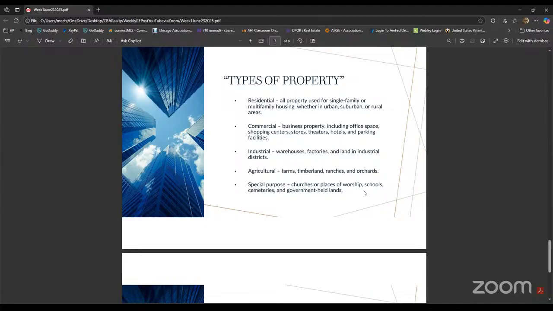Residential: all property used for single family or multifamily housing, whether in urban, suburban, or rural areas. That's what most of us as licensees are familiar with or will be familiar with in our career, residential properties. Commercial business properties include office space, shopping centers, stores, theaters, hotels, and parking facilities. On the real estate exam, you will see commercial properties and questions regarding it.